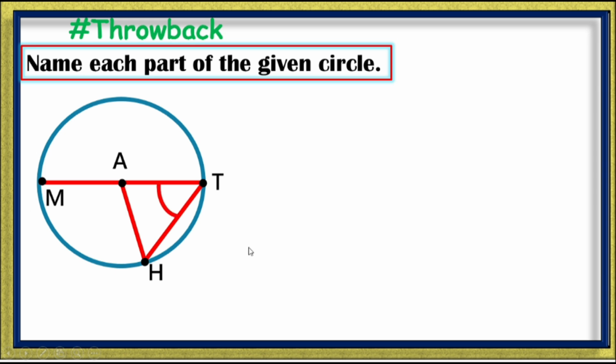Another one is creating an angle, so this would be angle T. Now for number 1, what do you mean by segment AH? What do you mean by this line segment? This would be a radius. Very good, grade 5 pupils. For number 2, this would be segment TH. What do you mean by that? This line segment is named, very good, a chord.